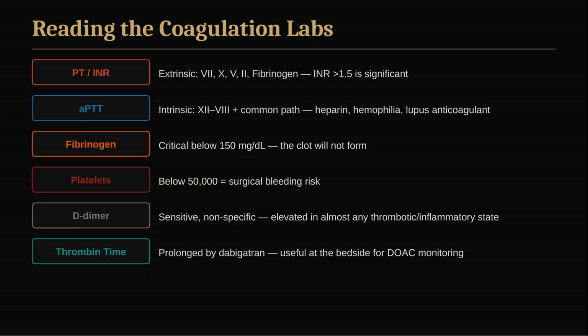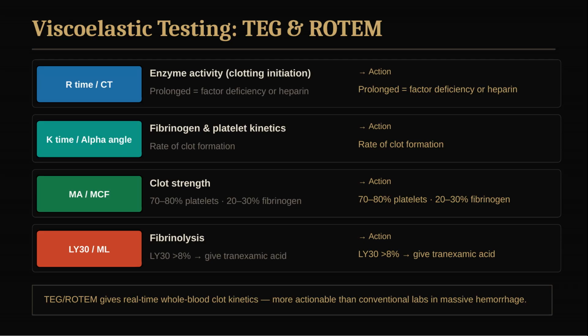Platelets below 50 increases surgical bleeding risk. D-dimer is sensitive but nonspecific, positive in almost any inflammatory or thrombotic state. Thrombin time is prolonged by Dabigatran, which is useful at the bedside. Viscoelastic testing, TEG and ROTEM, gives you the full picture of clot formation and lysis in whole blood.